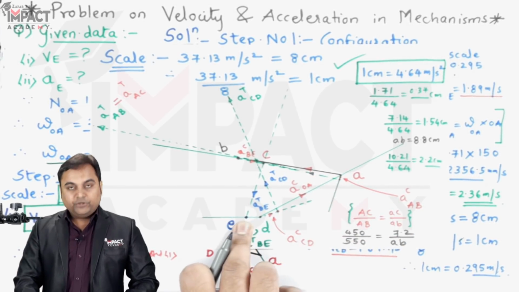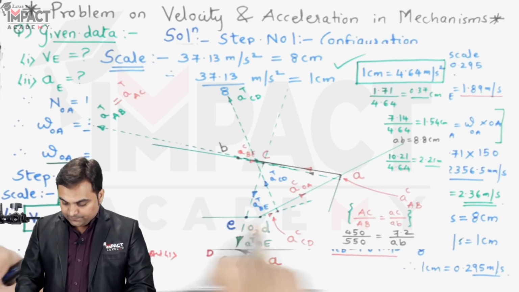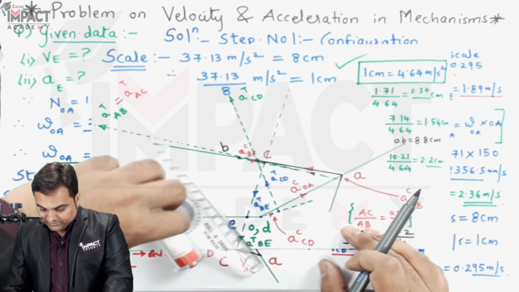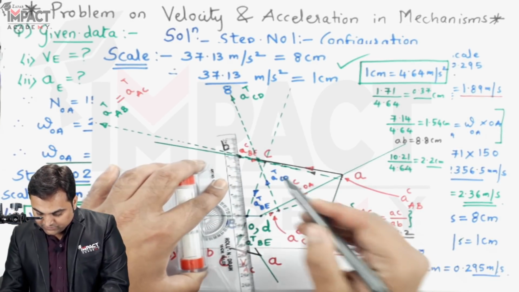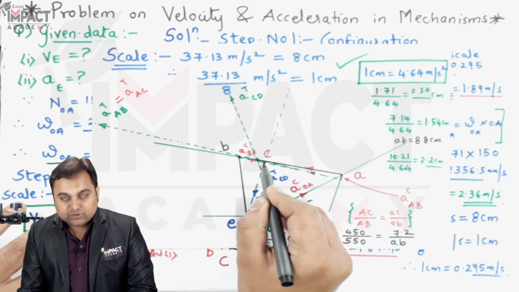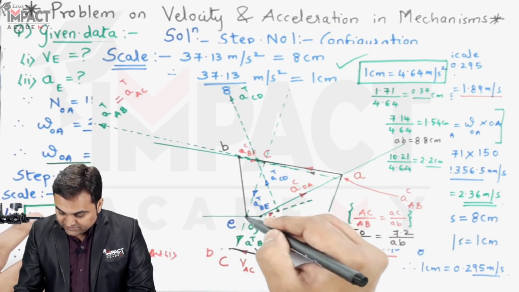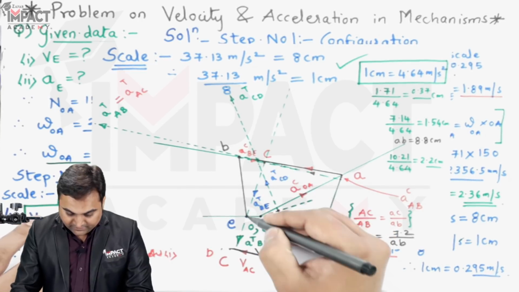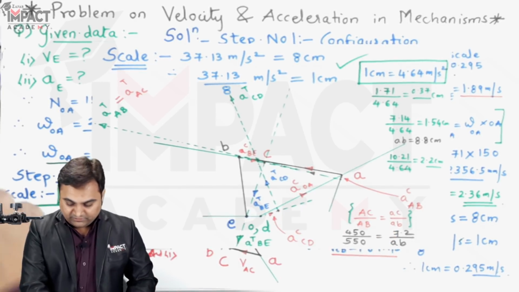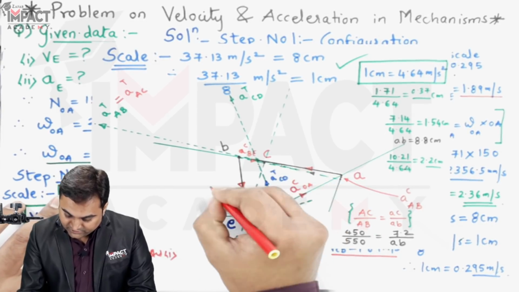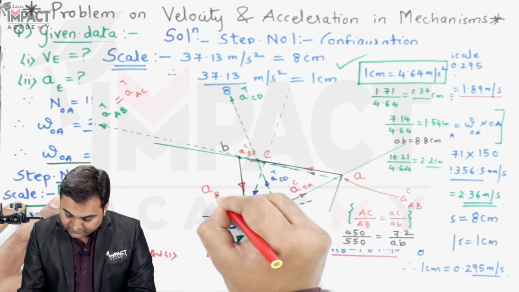Finally, after getting point E, it would be joined with point B to get the main acceleration, or the actual acceleration of the link. Here is the centripetal acceleration of BE, and this is the tangential acceleration. They are going in the same direction, but the main acceleration is acting like a resultant, so it would be in the opposite sense. This shows the acceleration of link BE.